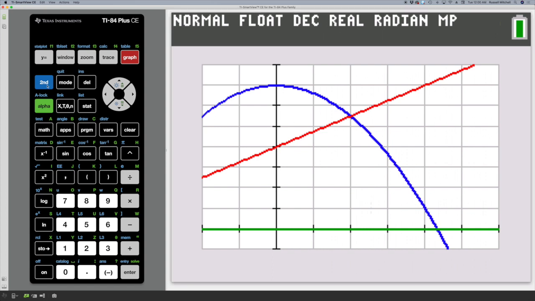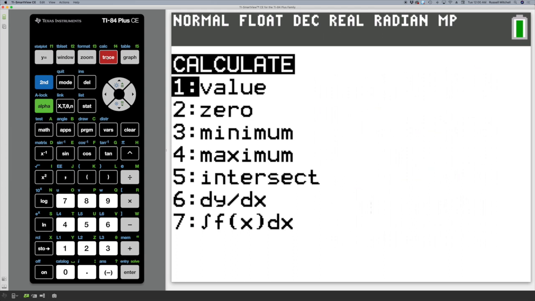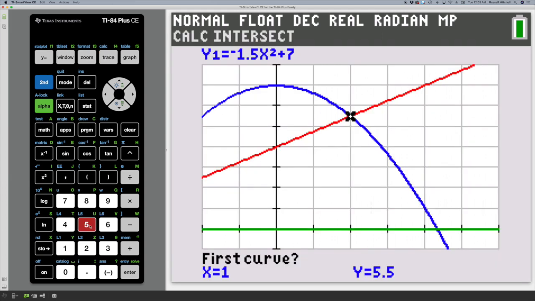So again, we're going to press second, calc, and select number 5, intersect, and right there. Enter, enter, enter. And it's actually a nice value. When x equals 1, y is 5.5. Because that's an exact value, we don't really need to store it. You can, but you really don't need to, because we could just type 1 very easily. Typing 1 is easier than typing a letter. So now we know that that's 1.